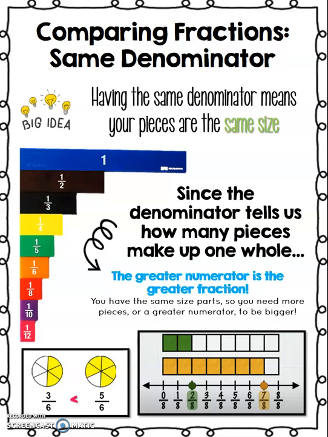I can also see this using tiles or a number line. In this example, I have 2/8 shaded in green and 7/8 shaded in this yellow or gold color.